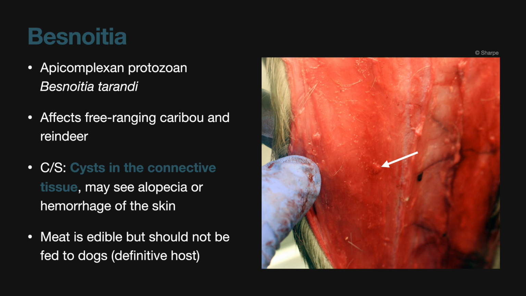Besnoitia tarandi is an apicomplexan protozoan that can affect cervids. It primarily affects free-ranging caribou and reindeer. Clinical signs include cysts within the connective tissue, and you may see associated alopecia or hemorrhage of the skin near those cysts. The meat of these cervids is edible for people, but it should not be fed to dogs as they are the definitive host for this protozoan.